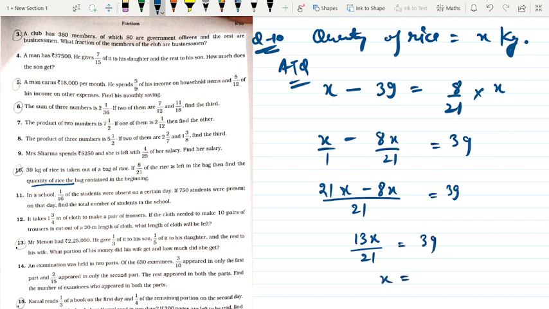The value of x, 39, you will take the reciprocal. So reciprocal will be 21 upon 13. 13 3s are 39. So 21 3 times, 3 1s are 3, 3 2s are 6 kg. That is your answer. All right.